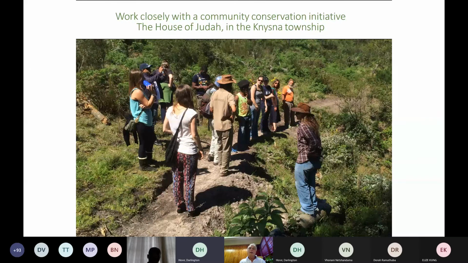The House of Judah is a group of Rastafarians living just above Knysna, as you come into Knysna on the right-hand side, and they're assisting them with their particular environment, because actually they are very environment conscious. What they found, and the students and the university have also learned, is from the indigenous knowledge systems of these people who have lived in that area for a very long time.